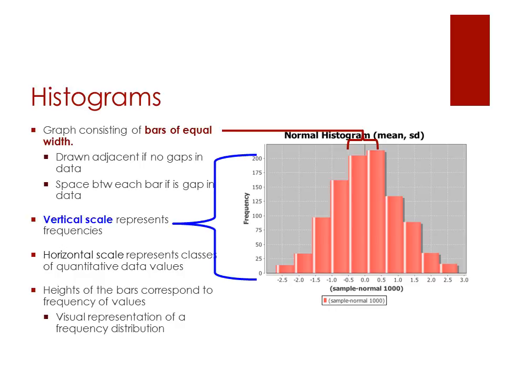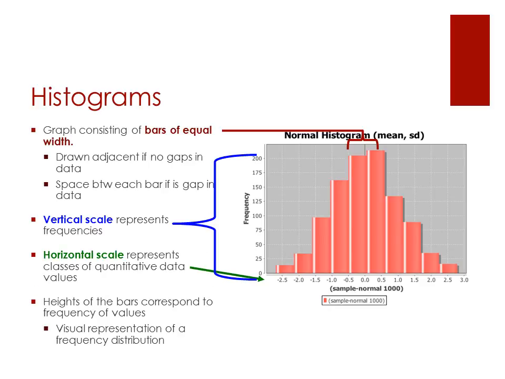The vertical axis represents the frequencies, while the horizontal scale represents classes of quantitative data values, or they could also be qualitative data values. For example, if I had a distribution looking at how individuals found out about the product that my company is selling, I might have categories such as seeing a TV commercial, saw it in the newspaper, told about it by a neighbor, email, things like that. So I could also use those to make my classes along my horizontal scale if I wanted to.